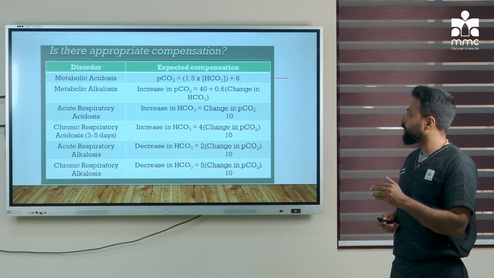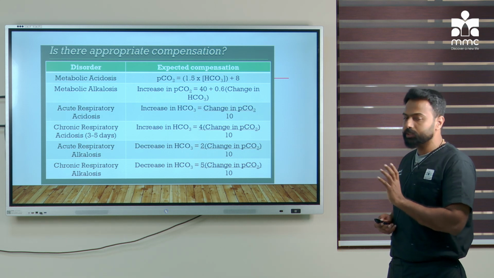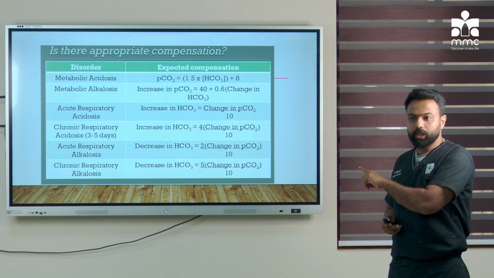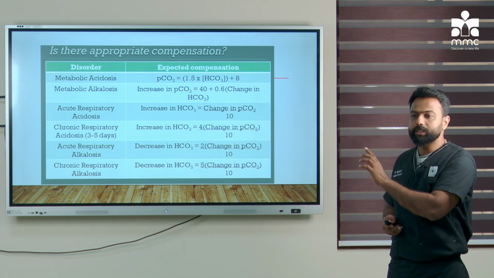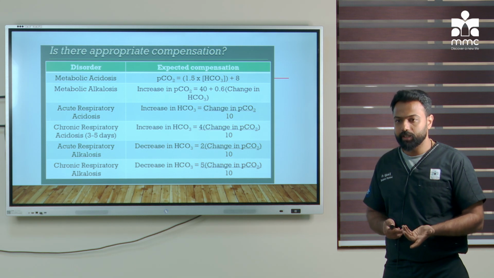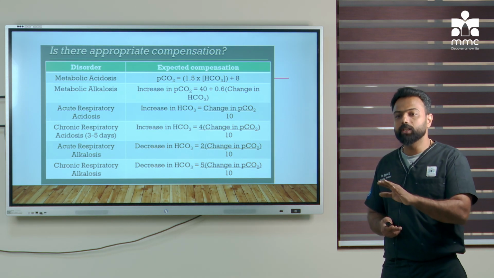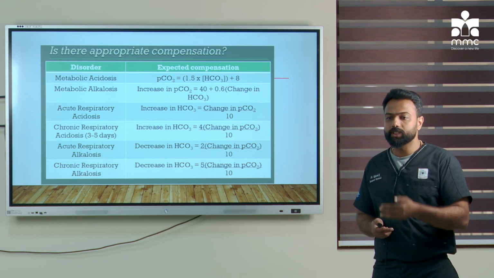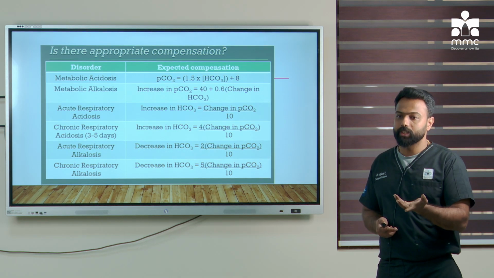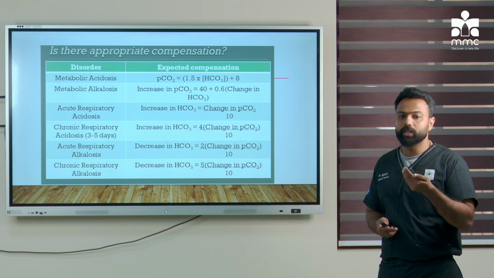Coming to metabolic alkalosis, the bicarbonate change is considered 10, then 0.6 into 10 means 6. 40 plus 6, that is 46. The patient's PCO2 should be 46 while checking the ABG. Consider if you are expecting a PCO2 of 46 and you are seeing 40, it means there is an additional respiratory alkalosis, which is causing that carbon dioxide washout.